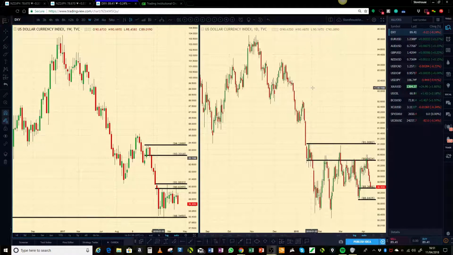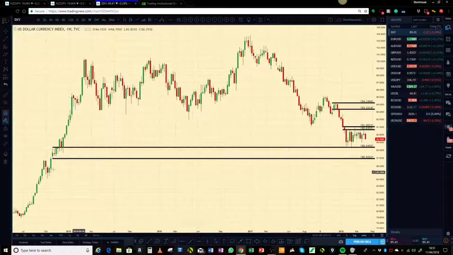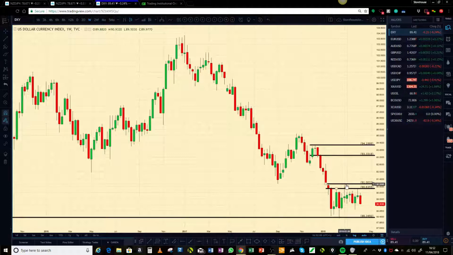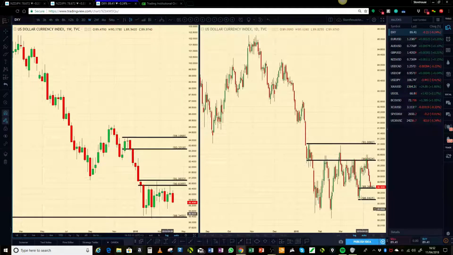So this is the US dollar. As we pointed out the last time, we are still stuck in that range. Looking at the weekly view, the demand levels are still holding. Supply is still holding despite us testing this 3 times now in total. So we're coming back down again, now in between levels.